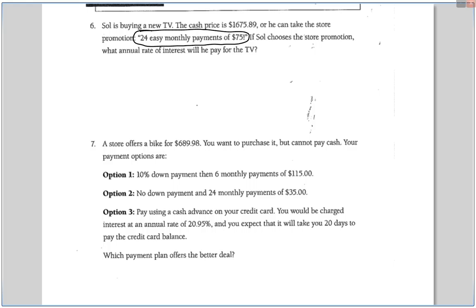24 times 75 is 1,800. All right. $1,800. And what was the price of the TV? $1675.89. So what did he pay in interest? He would have paid the difference, right? 124.11. Okay. So this guy paid $124 in interest. Over how many months?